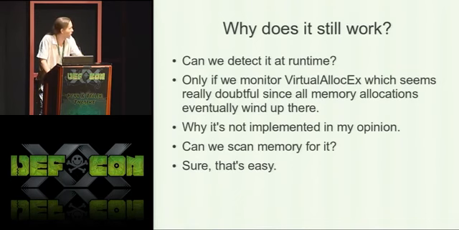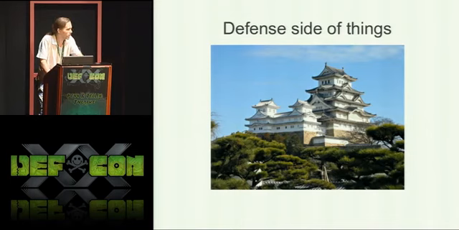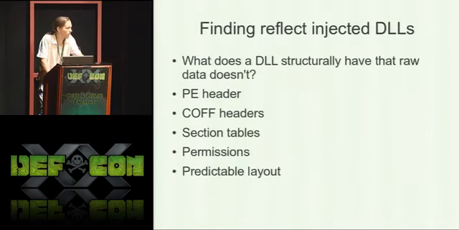Yes, we can scan memory for it. So from the defensive side of things, to find reflectively injected DLLs, we could look for executable space and then walk backwards from that and look for PE headers. If they started finding ways around that, we could start looking for something that looks like COFF signatures. Section tables are technically part of the PE header.